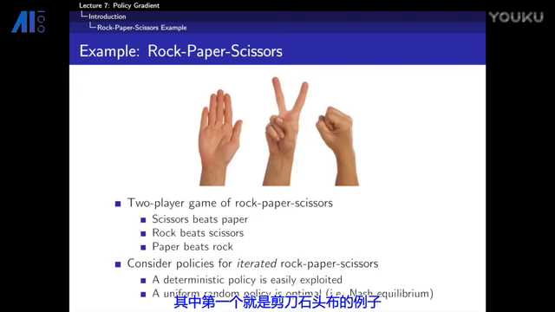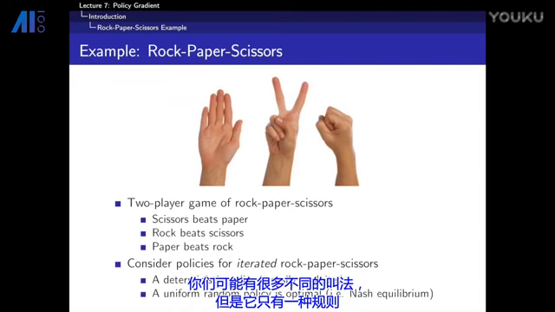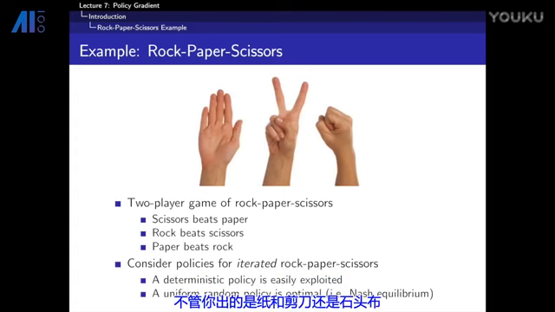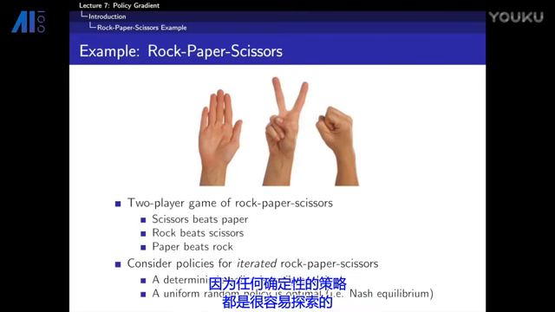So the first example is rock, paper, scissors, or Roshambo, or it has lots of different names depending where you're from and how you play this. It's just the game where you show paper, scissors, or stone, and scissors beats paper, rock beats scissors, paper beats rock. You probably know this, but if you were to just play this deterministically, any deterministic strategy is very easily exploited. If I always play rock, you'll very quickly figure out that you should just play paper and I'll lose every single time.